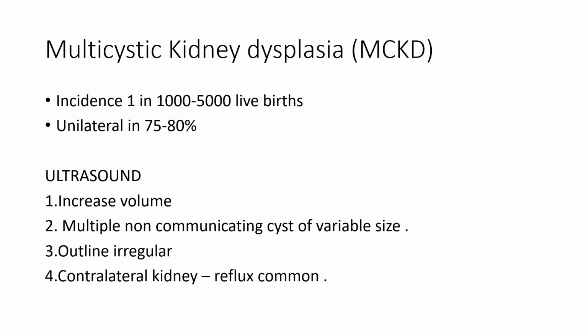Multicystic kidney dysplasia. Incidence is 1 in 1,000 to 5,000 live births. It's usually unilateral in 80% of the cases. On ultrasound, the affected kidney will be increased in size. There will be multiple non-communicating macrocysts of variable size. The outline will be irregular in this disease. The contralateral kidney usually has abnormalities; reflux is more common in the unaffected contralateral kidney.